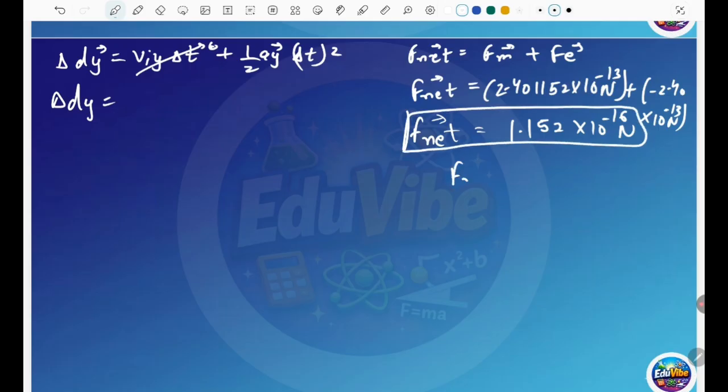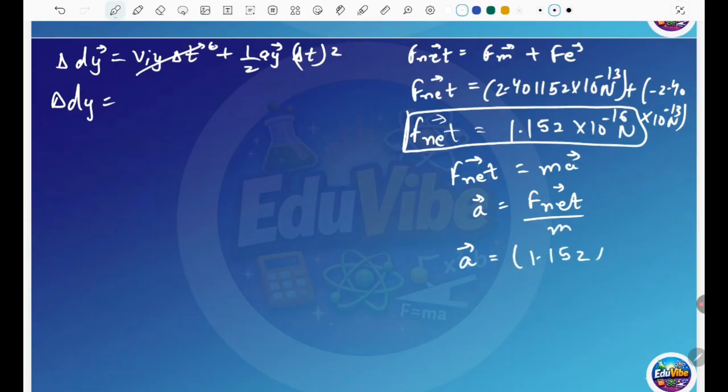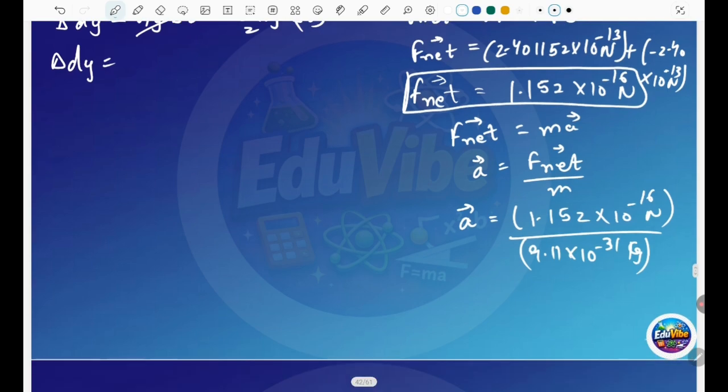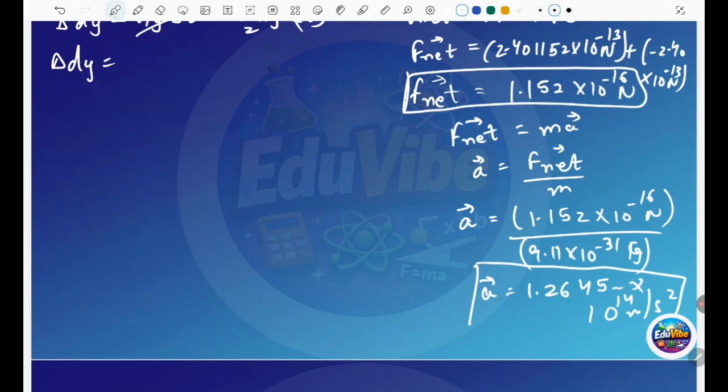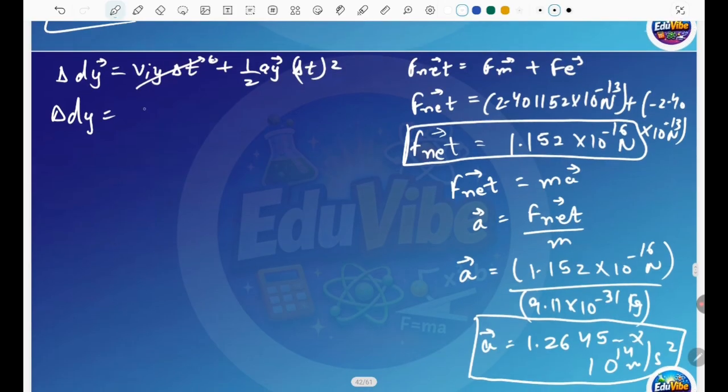After this, you know that net force is equal to mass into acceleration, and we have to find the acceleration. So the net force is divided by the mass. Net force is equal to 1.152 into 10 raised to minus 16 newtons. Mass is that of the electron, which is 9.11 into 10 raised to minus 31 kg. From here, your acceleration is equal to 1.2645 into 10 raised to power 14 meters per second square. So this acceleration you have to use in that equation.